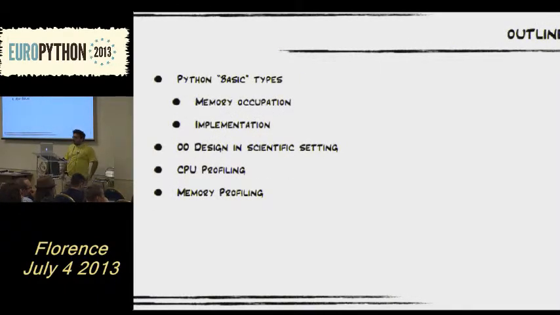So this is the rough outline of the presentation. I'll introduce the basic types of Python, especially regarding memory occupation and some implementation details. We're talking about C-level stuff here. Then I'll give some hints about object-oriented design in scientific settings, which may be quite different from what you would consider a good object-oriented design. And then we end the whole thing with CPU and memory profiling.